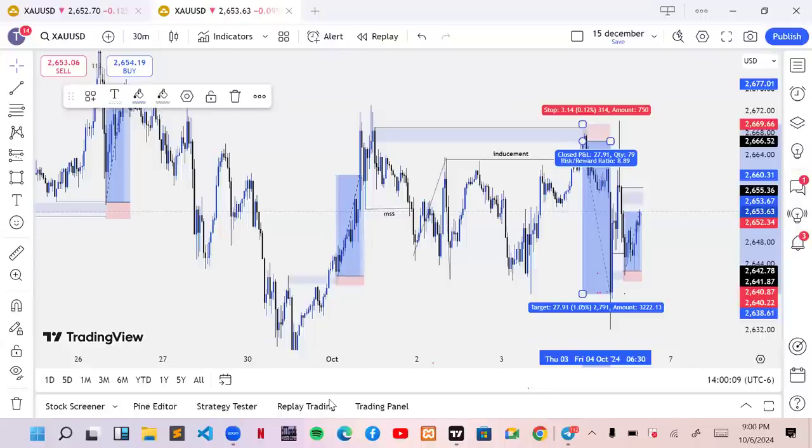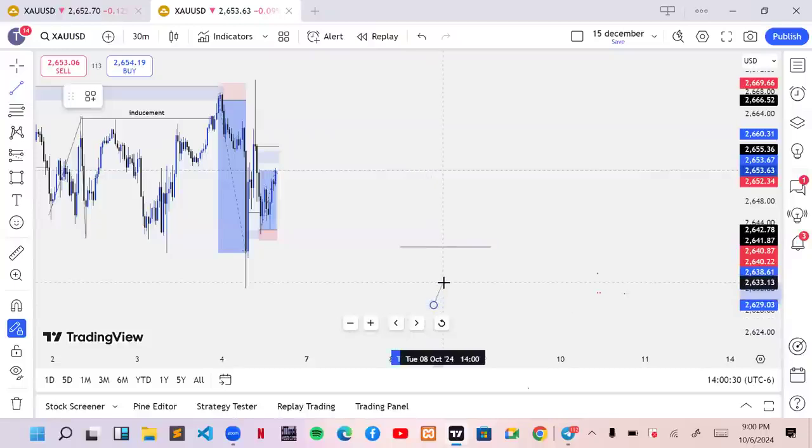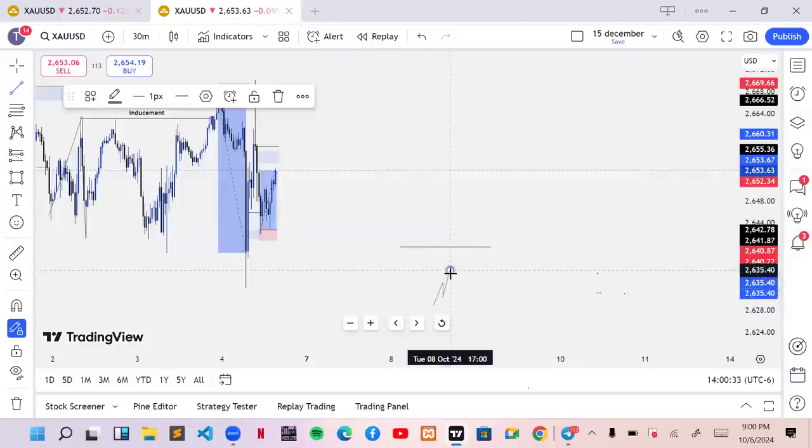How do you know a valid pullback after inducement? Like I said, a valid pullback needs to push market close to at least 50% or above of the last move. Let's say this is a resistance level, and the market was making higher highs and higher lows. The market breaks this zone, so there was a break of structure. After the break of structure, the market does something like this. This is what you'll be looking at as a pullback.